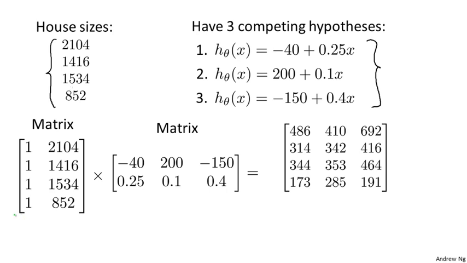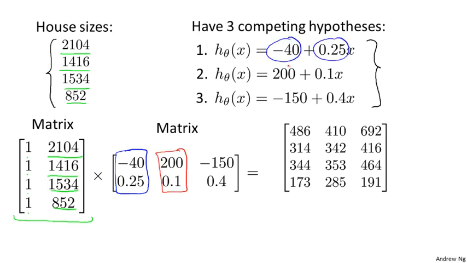So here on the left is my usual matrix, same as from the last video, where these values are my housing sizes, and I've put ones here on the left as well. And what I'm going to do is construct another matrix where the first column is this minus 40 and 0.25, and the second column is this 200, 0.1, and so on. Okay?